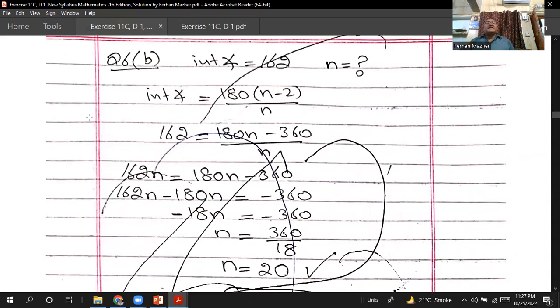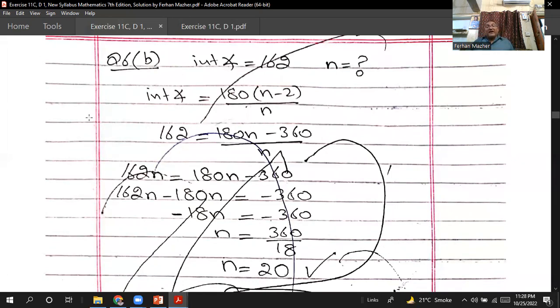So question number 6, and its B part: the internal angle of a regular polygon is 162. How many sides are there? The formula for a single internal angle is 180(n minus 2) divided by n. So the internal angle is 162, so 162 equals 180n minus 360, the whole thing divided by n.